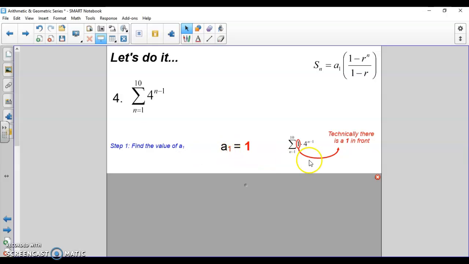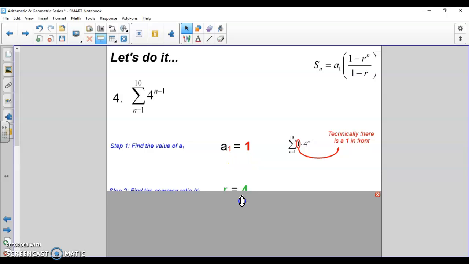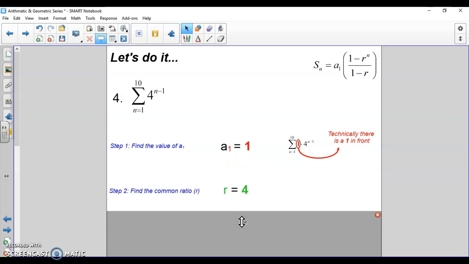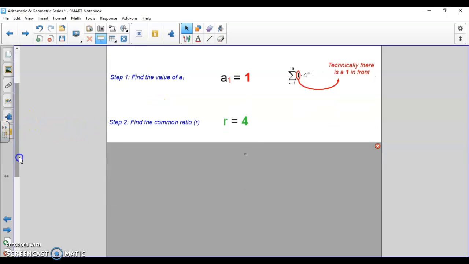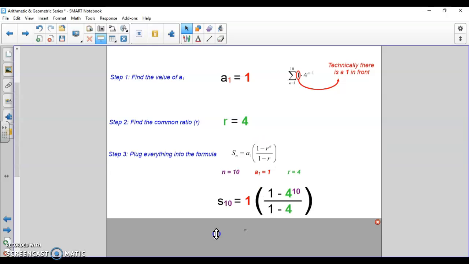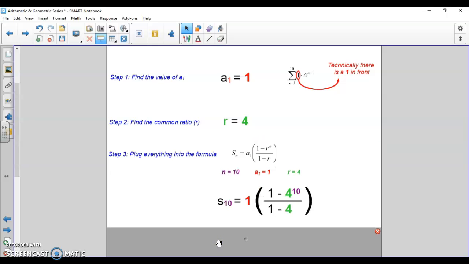Now just keep in mind here, I have a little side note. This is technically 1 times 4 to the exponent. So your first term is technically 1. My common ratio is 4. Whatever's the base of the exponent is your common ratio. So my common ratio is 4, and then all I do is just plug that information into a different formula. Notice again, exponentially we're getting bigger, so we're dealing with some big numbers.